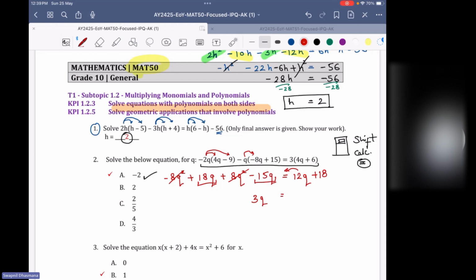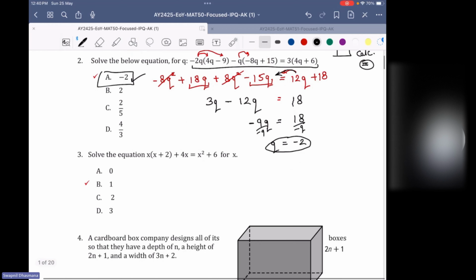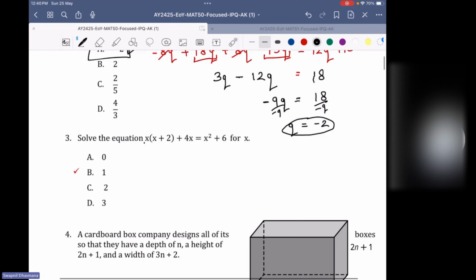Bring 12q to this side, so you will have negative, I'll just rewrite this properly. So you will have negative 12q because this is coming to the other side, the change of sign happens. This will be negative 9q. Divide by minus 9 on both sides. So the value of q would be negative 2, which you can easily get on the calculator as well by shift calc. Same way as this one, you can solve it on calculator by shift calc.